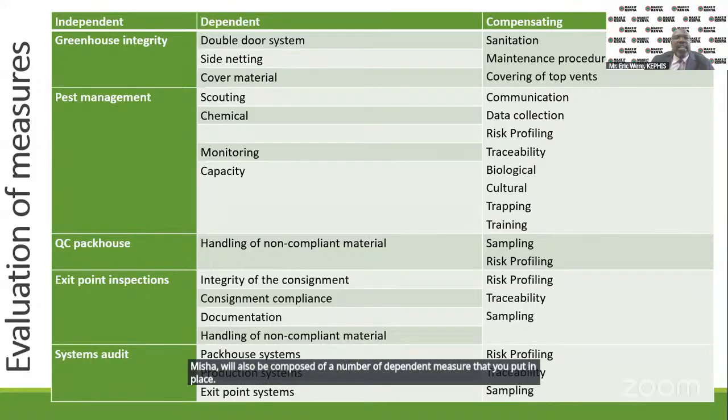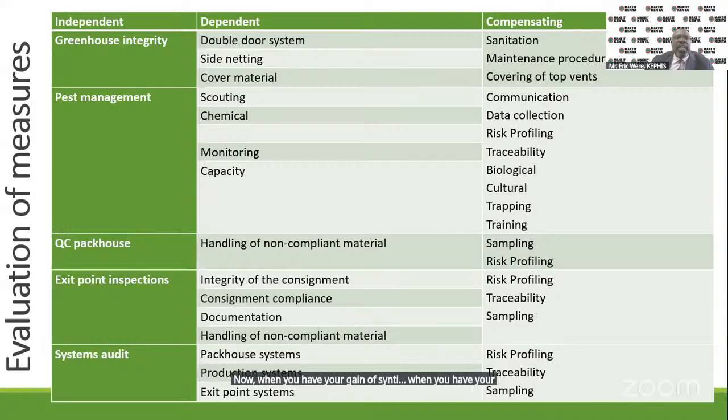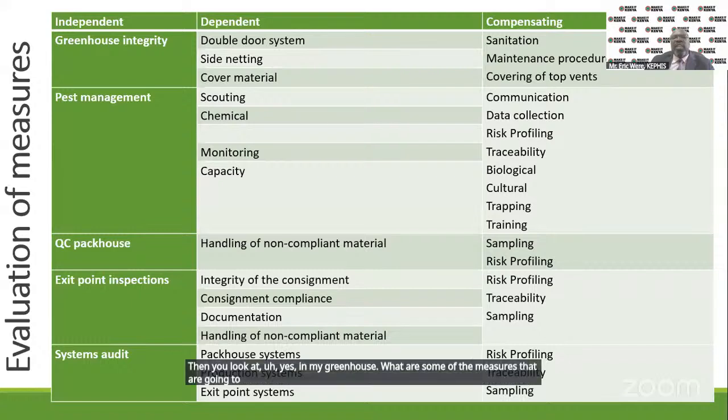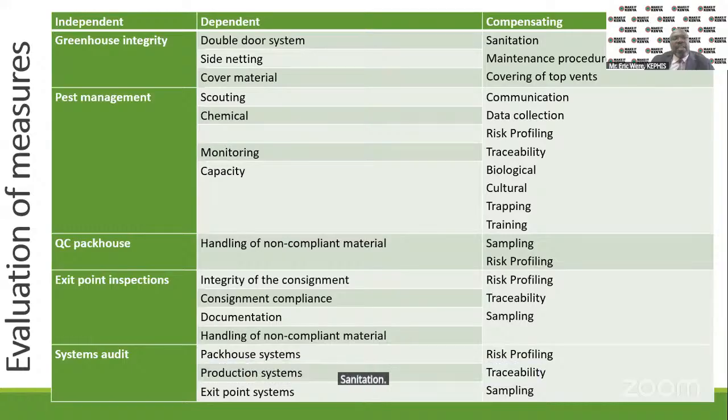Now, when you have your greenhouse integrity, that integrity is high, you put the nets, you put the covers, so that there is no easy entry of this FCM. Then you look at, in my greenhouse, what are some of the measures that are going to give me compensating measures? Sanitation. If there is debris in your greenhouse, how are we clearing it? So that sanitation compensates what happens in the greenhouse.